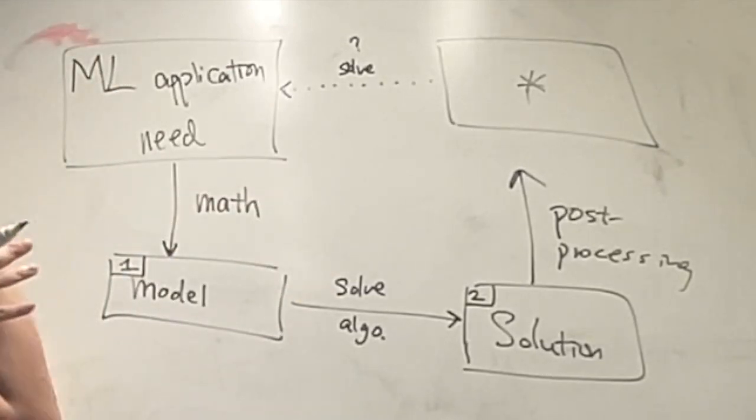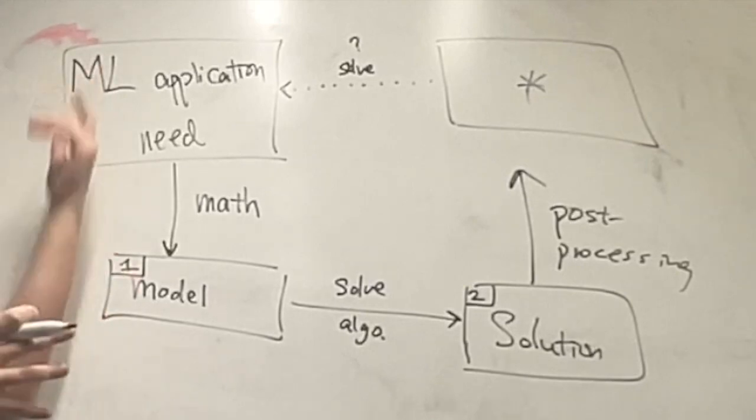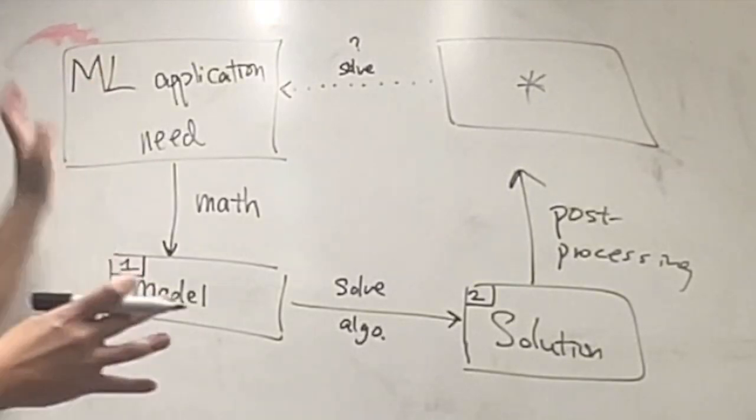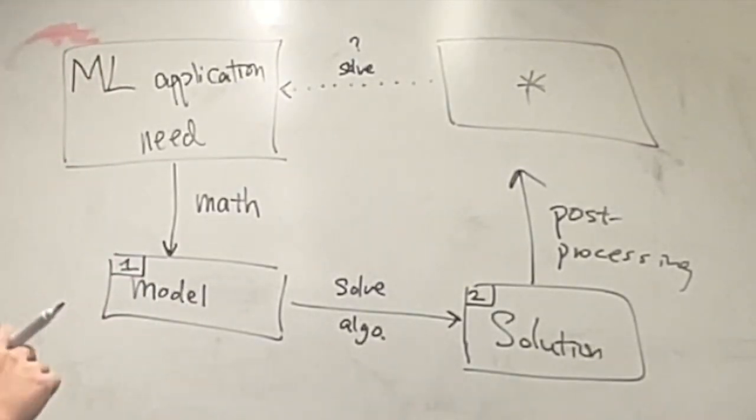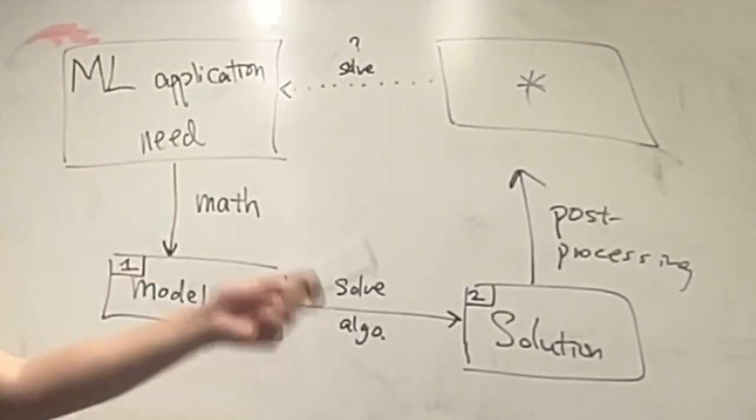Some people may say that for machine learning, you need to do some data pre-processing so that you can go to step 1. That's true, but I will put those within here. So this is more or less the framework of machine learning. I'm going to talk about steps 1 and 2.